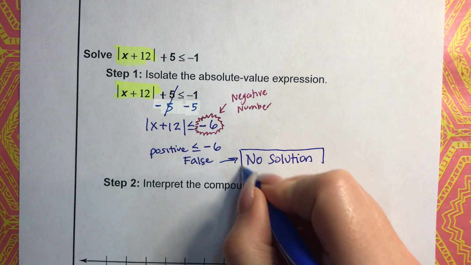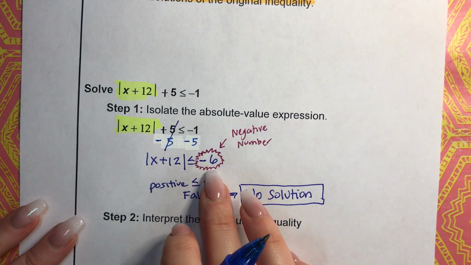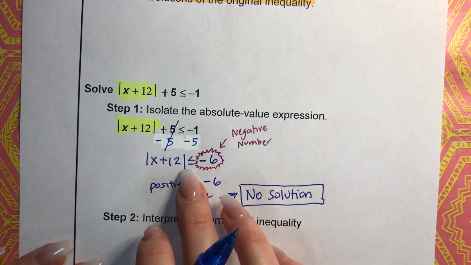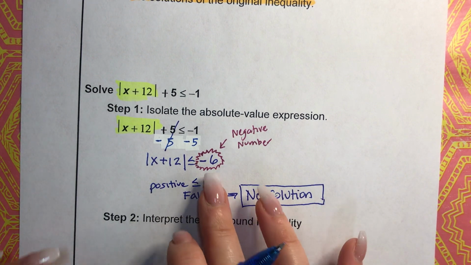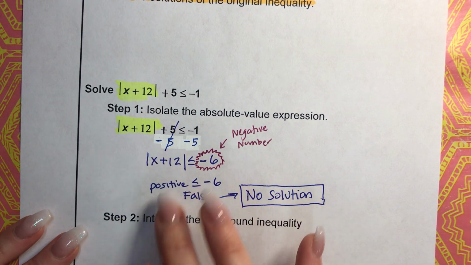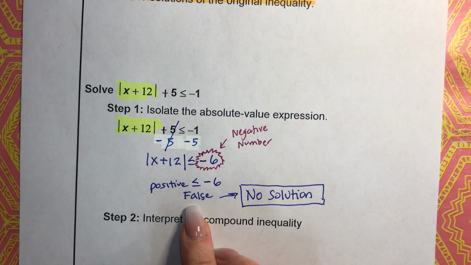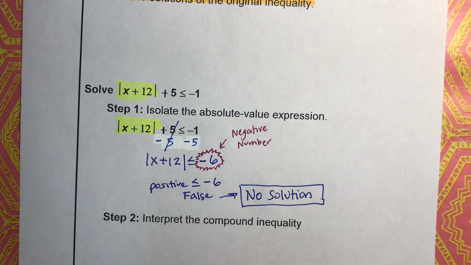So really the key when you're solving these and you isolate that absolute value expression, you need to figure out if it's a positive number, you split it into 2 like we've been doing. If it's a negative number, you need to go ahead and think about, okay, if this is a positive, read this, and if it's a true statement, it's going to be infinite solutions. If it's a false statement, it's going to be no solutions.